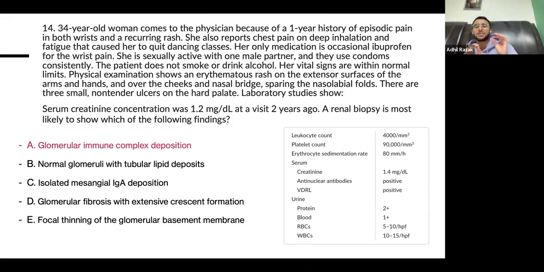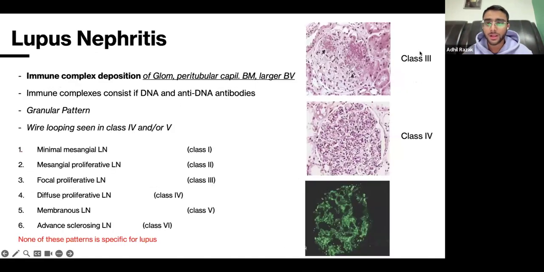So the most basic thing is all that you will see in the kidney biopsy, which is glomerular immune complex deposition. Let's go over lupus nephritis. Immune complex deposition of the glomeruli, peritubular capillaries, basement membrane, and larger blood vessels could be seen in lupus nephritis. The immune complex consists of DNA and anti-DNA antibodies. This could be an MCQ, very straightforward. You see a granular pattern in the immunohistochemistry, the powdery stuff. You see wire looping in class 4 and 5.